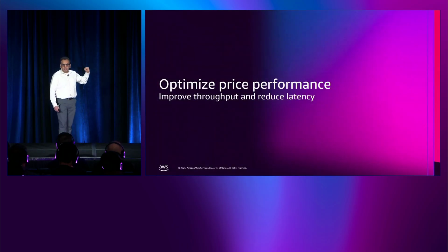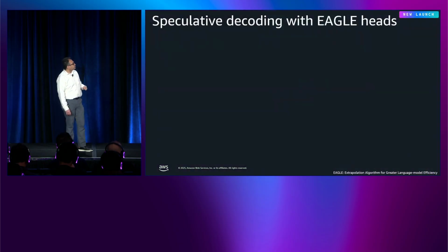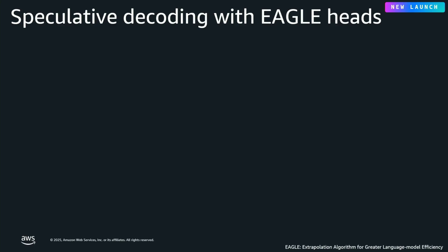So now I'll be touching upon some releases that we have done leading up to re:Invent. One of our focus areas has been price performance. So let me walk you through a bunch of releases that we did there. So really happy to announce that we have Eagle 2 and Eagle 3 speculative decoding available on SageMaker AI Inference. This is well explained with a use case, so I'm going to walk you through a use case and a sample so that it makes sense to you guys.